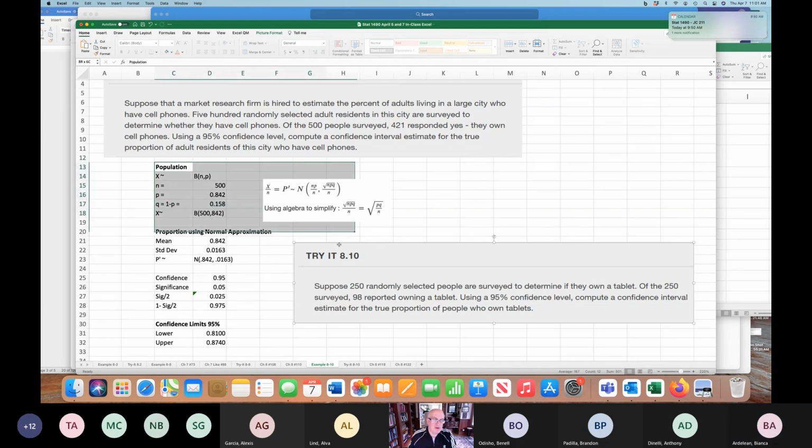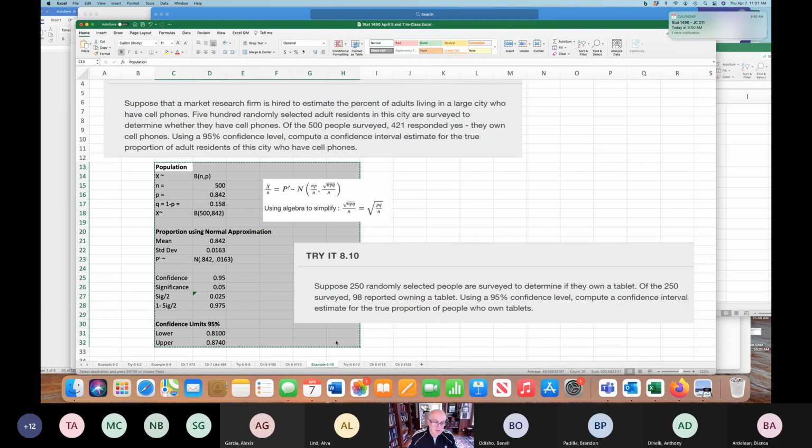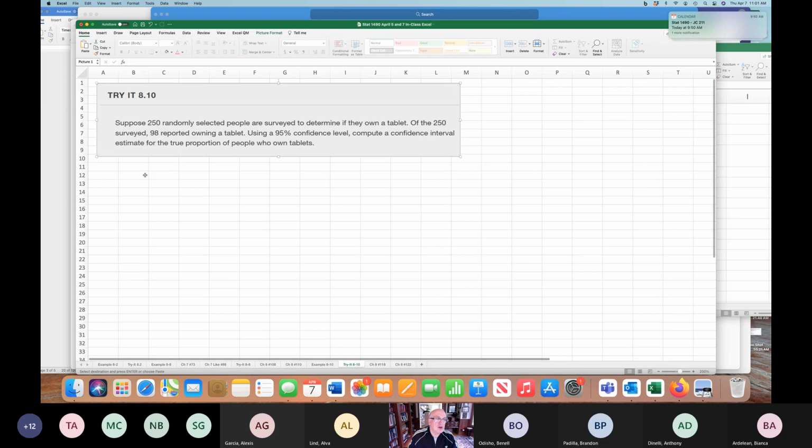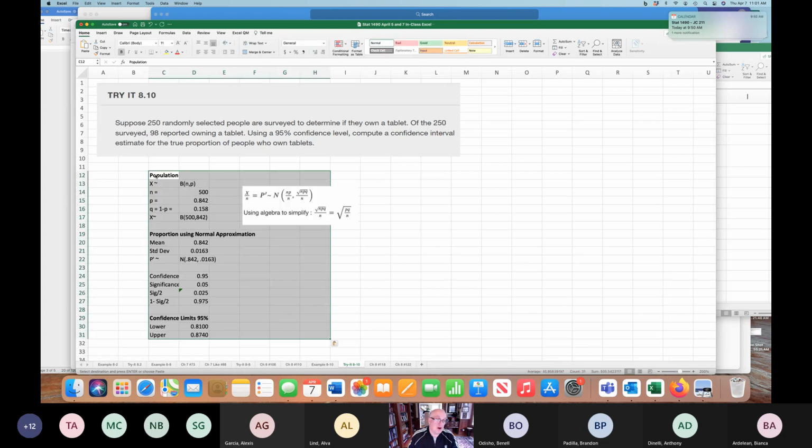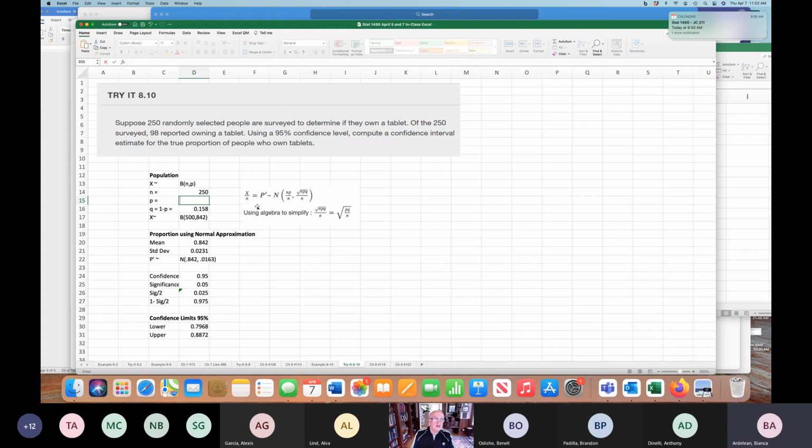Maybe I would just copy this and put it right here. This is a similar structured problem. What has changed? What's the n in this problem? 250. Thank you. What's the p? 0.392. How did you calculate that?